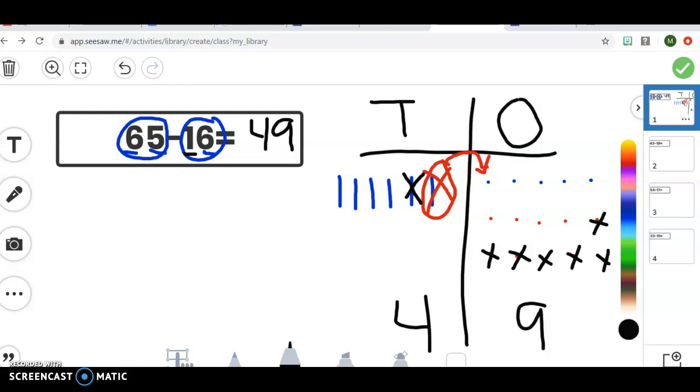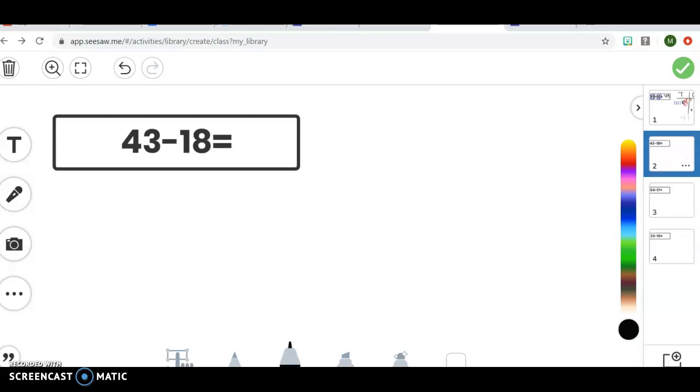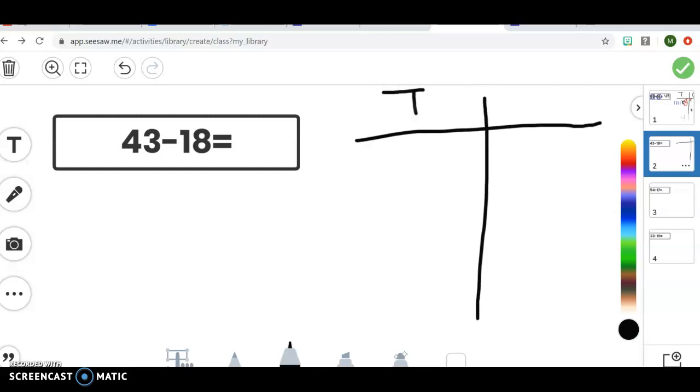Okay, so while I switch to the next page, go ahead and make sure your whiteboard is in front of you and your marker is uncapped. I want you to write this problem down: 43 minus 18. Have this problem written down on your board to one side, just like it's showing on the screen. Now we need to find the difference for this problem. The first thing I want you to do is draw out a tens and ones chart on the side. Make sure you label it T for tens, O for ones.